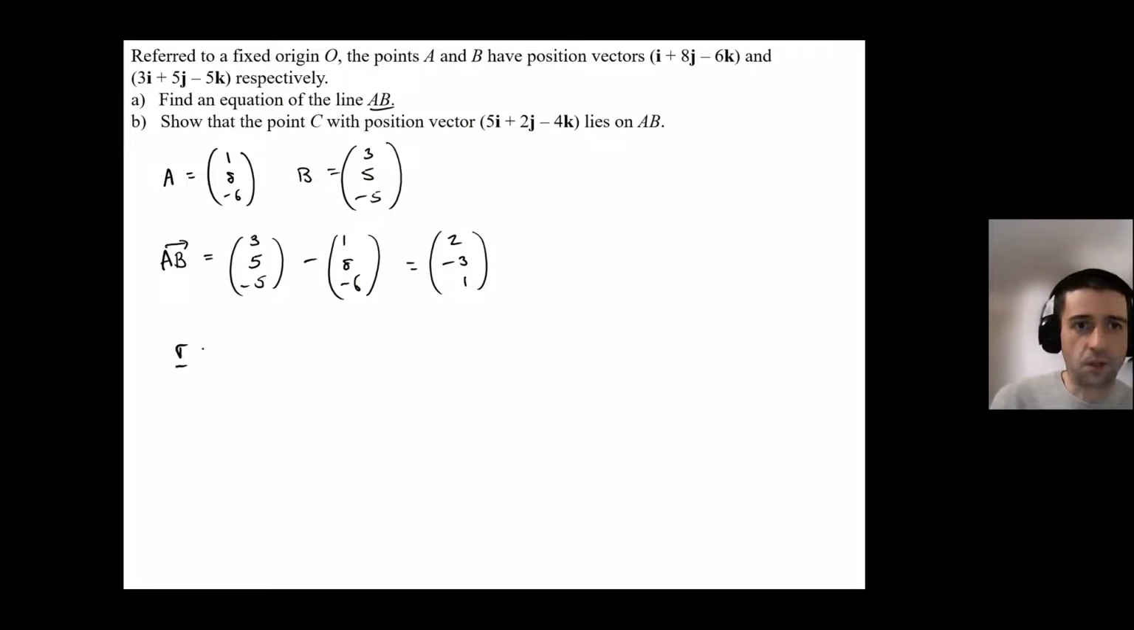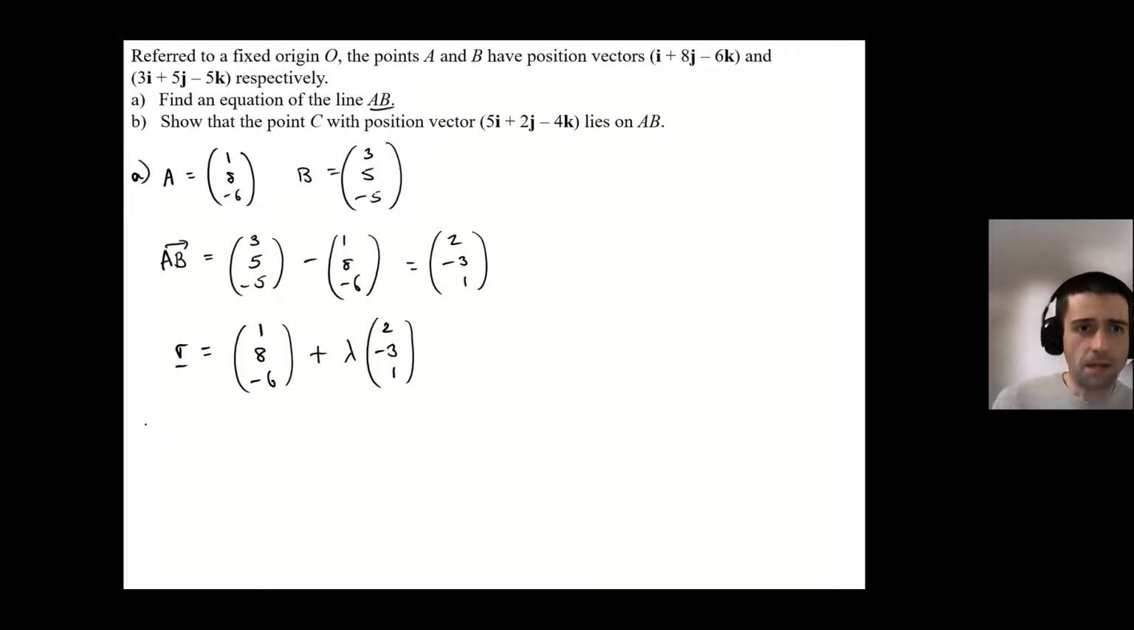So that is the direction vector of the line. To turn that into an equation, I just need to use either of the points that I know. I'm going to use the point A, 1, 8, negative 6, plus a multiplier, a parameter lambda, and then the direction vector 2, negative 3, 1. And that is the equation required in part A.